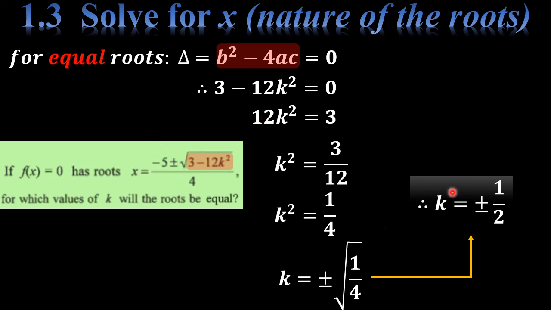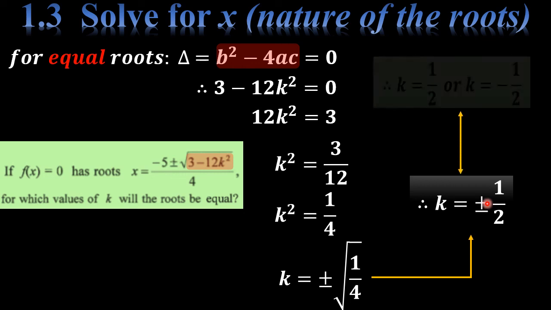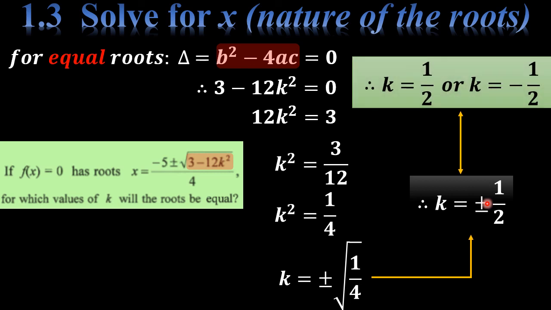Okay, and then what is the implication? What do you mean when you say k is equal to plus or minus half? We are having two solutions here if you're not aware. Okay, k is equal to plus or minus half. It means k is equal to half, or k is equal to minus half. How hard is that? Very, very simple.